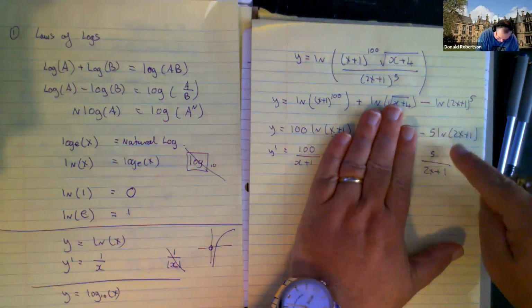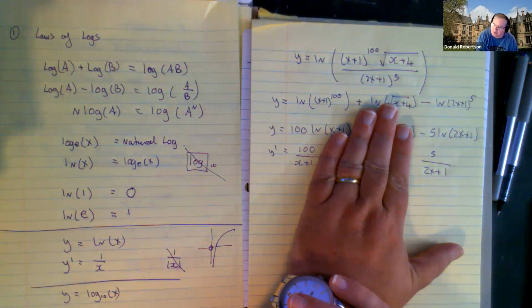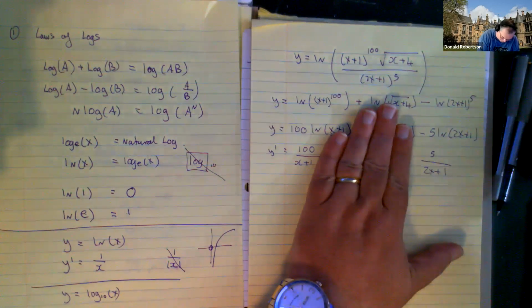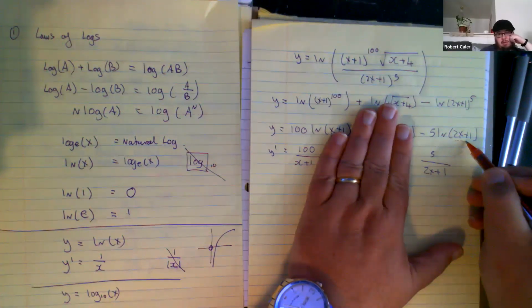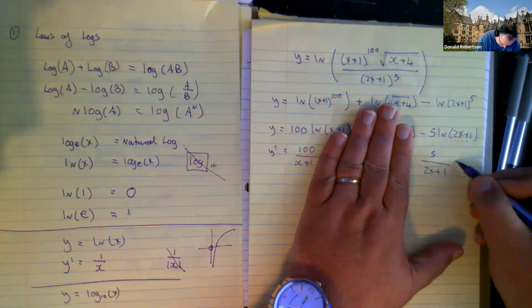The derivative of that is 5 over this guy. That's what I wrote down. But I've missed something. The inside. And what does the inside get me? Doesn't it just get me an extra 2? Right? Derivative of 2x plus 1 times 2.